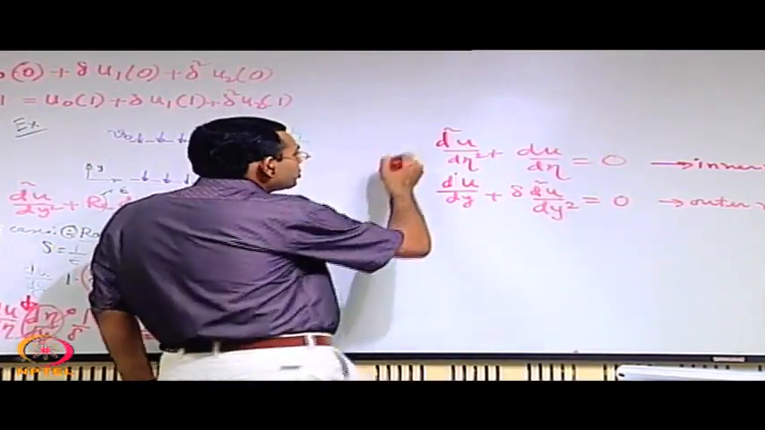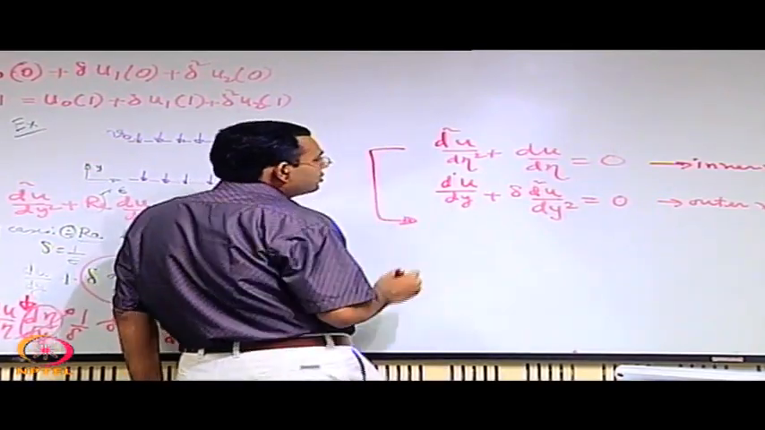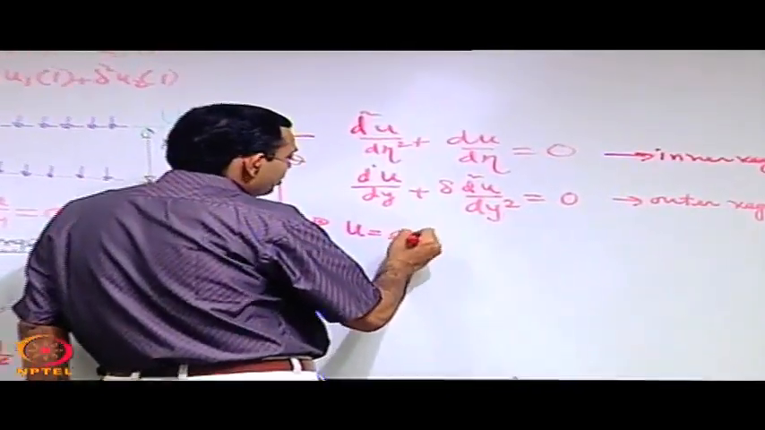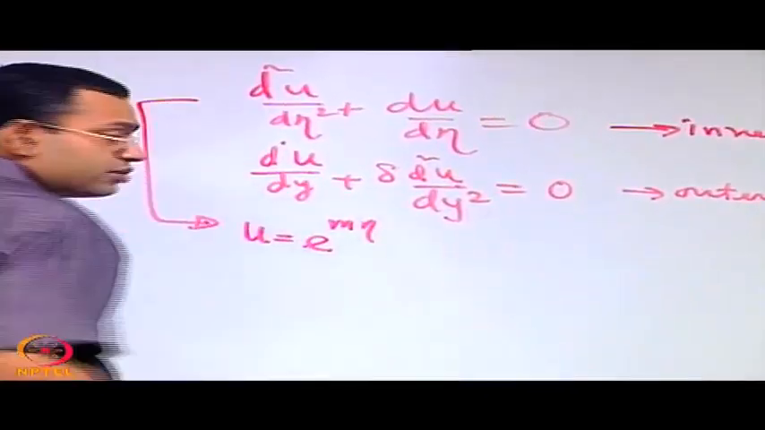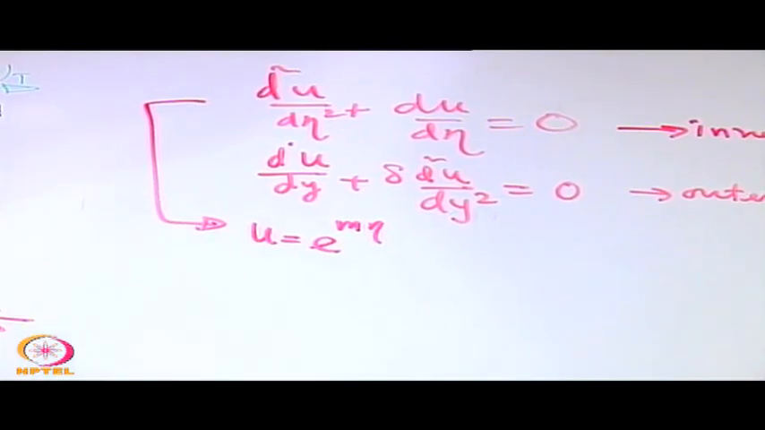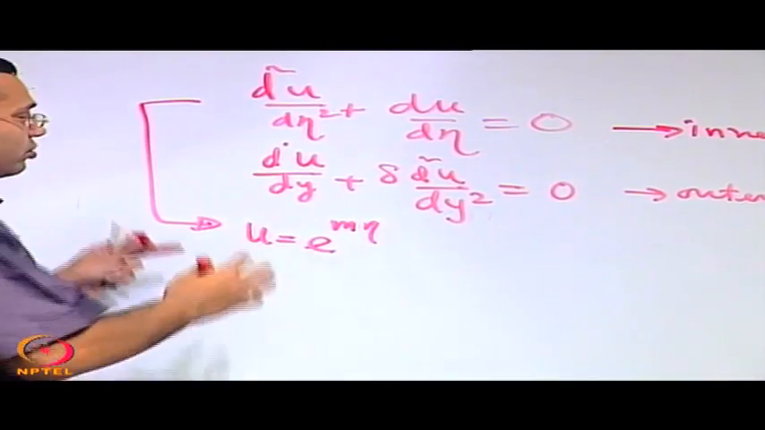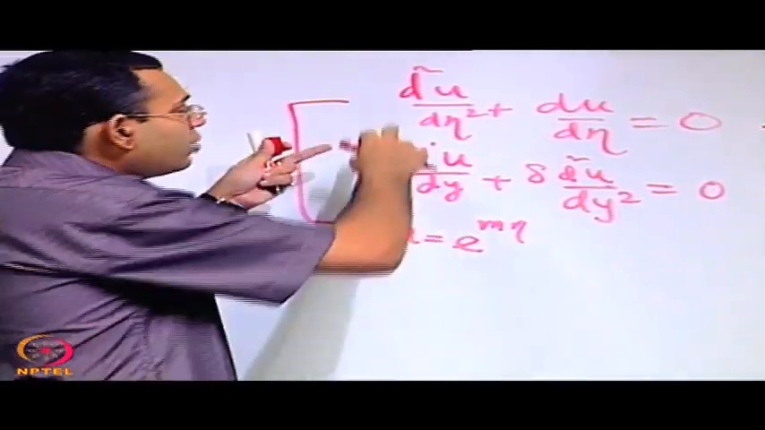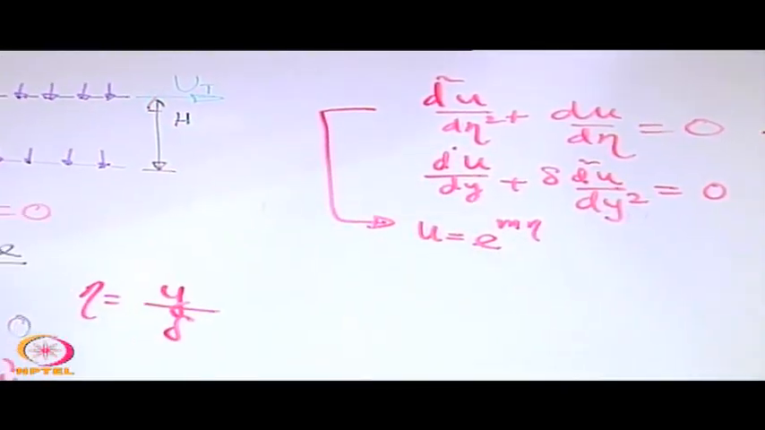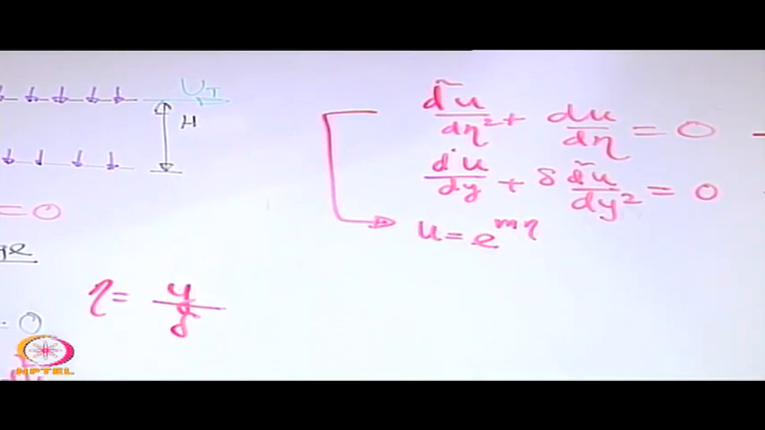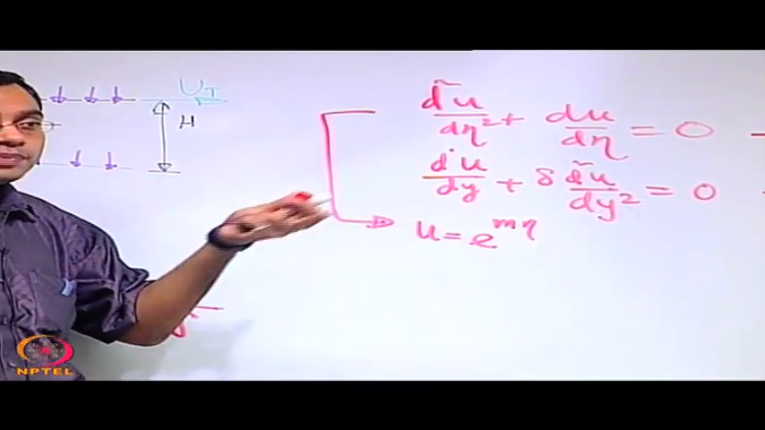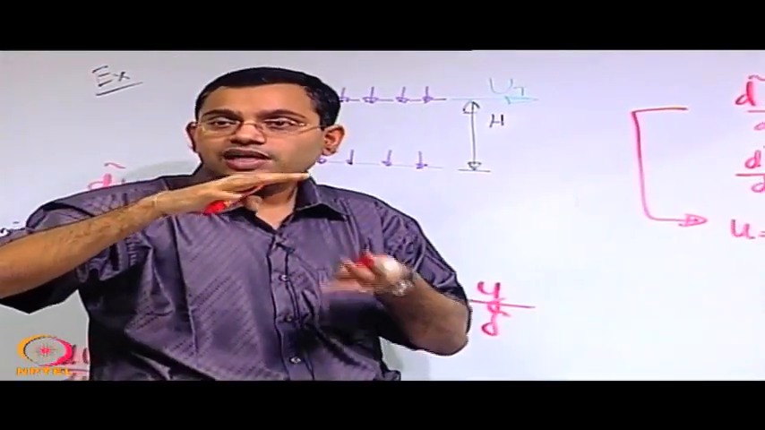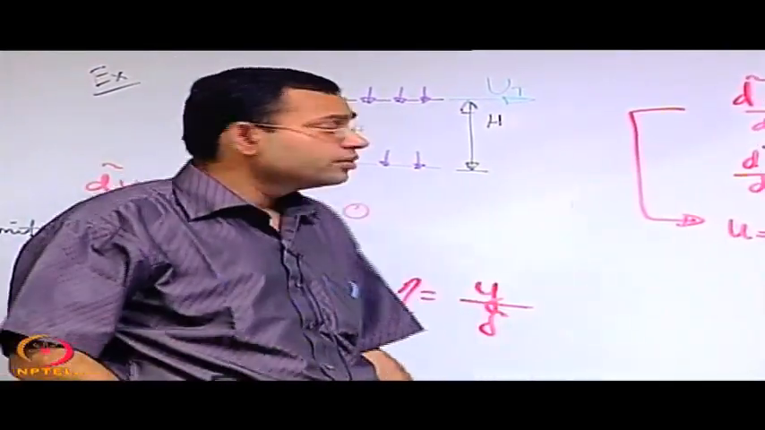So if you solve this equation, if you use u equal to e to the power m eta as the trial solution, our whole objective now is not to just do the full perturbation analysis but to see how you match the inner and the outer solution, because they are two different variables but somehow the outer solution must know what is the inner solution. That is how to get the complete solution.